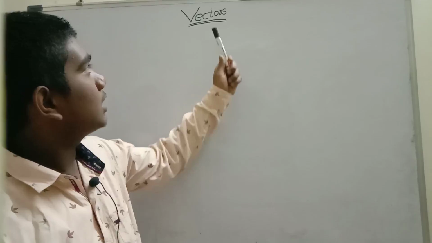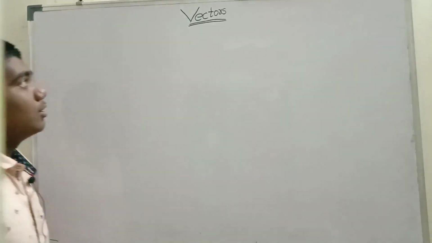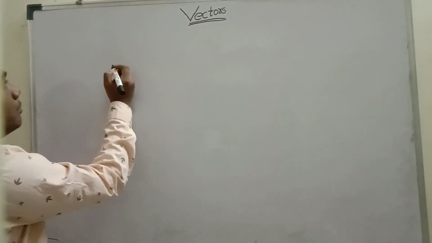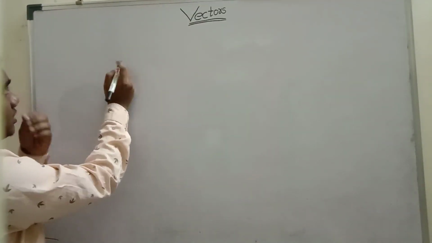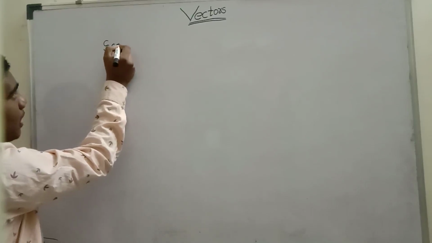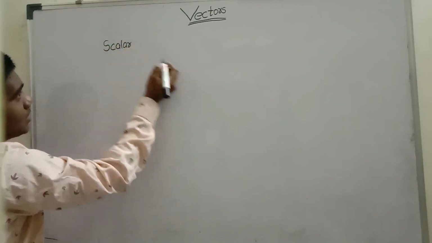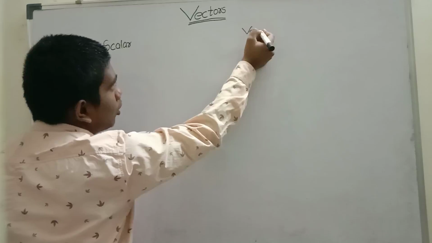Today we are going to see some of the basic concepts in the chapter Vectors. Mainly, physical quantities are of two types: scalar and vector.